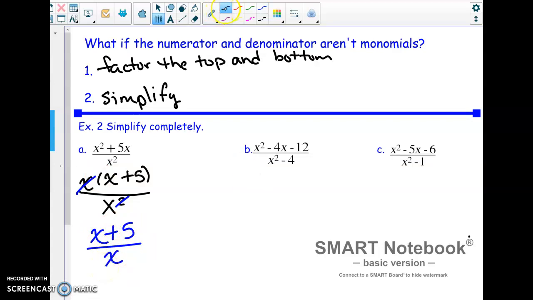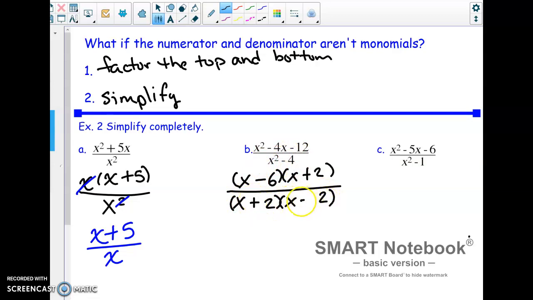All right, for b, we need to factor first. So I need two numbers that multiply to give me negative 12, but add to give me negative 4, negative 6 plus 2, and then factor that difference of two squares. Remember, this is our special case. Take the square root of x squared, take the square root of 4. I need a positive term and a negative term. Now we're going to eliminate what is alike. They have to be identical, so that x plus 2 is the same in the numerator and the denominator. So I'm left with x minus 6 divided by x minus 2.